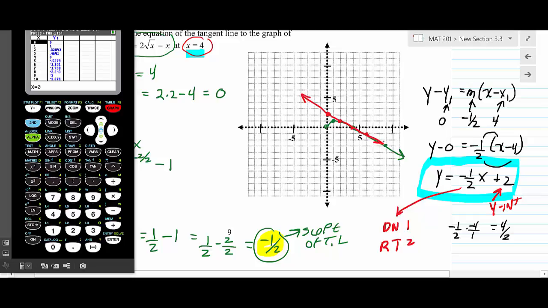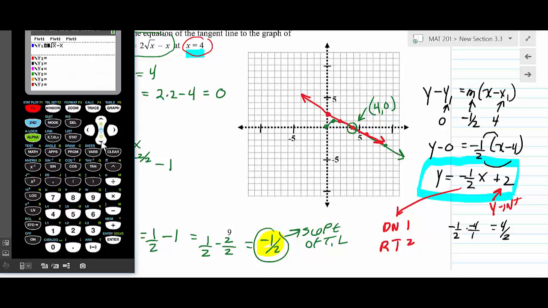So what we were doing in this problem is we were looking at the equation of the tangent line at the point (4, 0). Does that look right to you guys? I think it's a thing of beauty. It looks perfect.